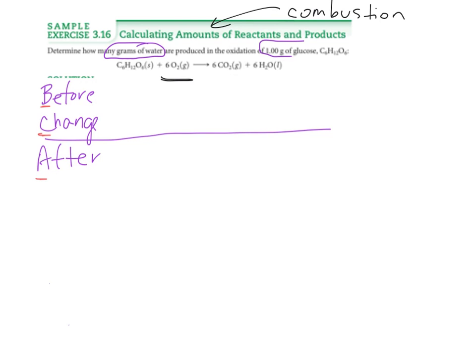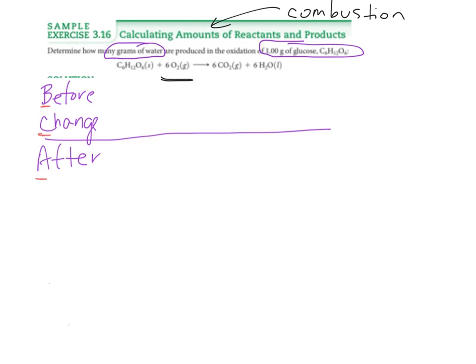from 1 gram of glucose. I always circle in my questions what I'm looking for. That's very, very important because we work backwards, and what I'm starting with. I want to introduce to you a way to keep track of these type of problems because this method, called a BCA table, before, change, and after, is going to be very helpful for limiting reactants and really helpful for equilibrium. We'll give it a different name in equilibrium, but it's the same thing.